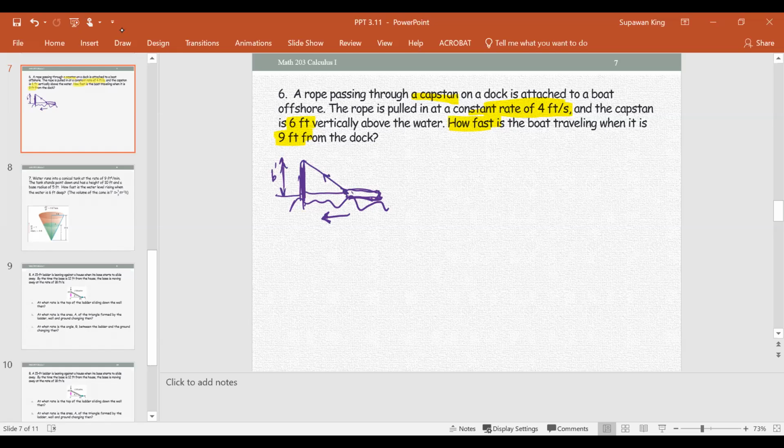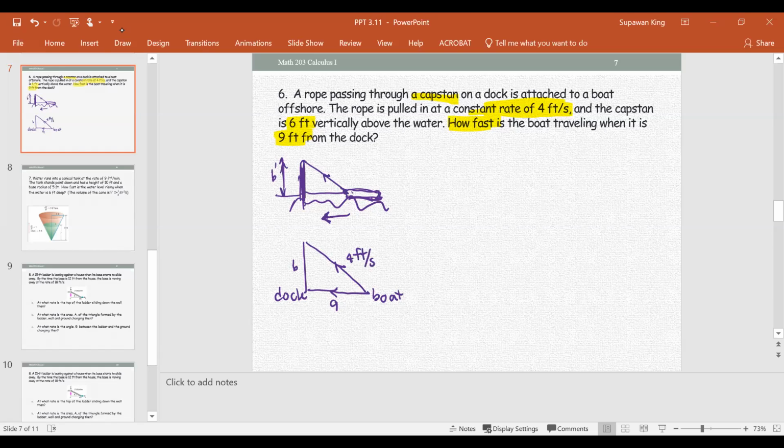Okay, so this is a right triangle diagram. The vertical side here is 6, and we're asking for the rate of change of the boat coming toward the dock, where the distance away from the dock is 9 feet. This is the boat, this is the dock. What do we know here? The rate at which the rope is pulled in is 4 feet per second. So right here, 4 feet per second.